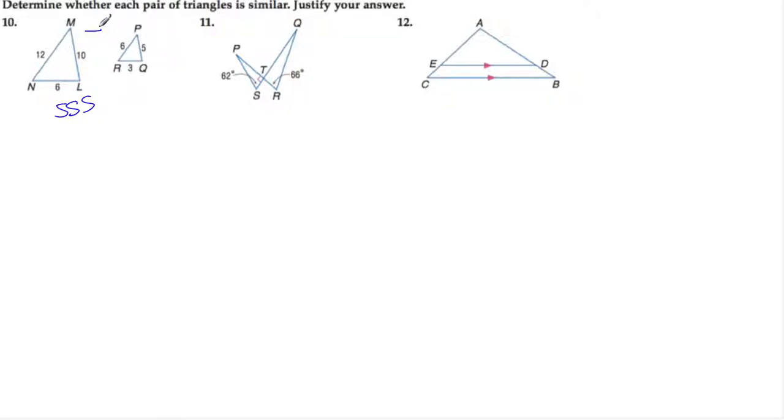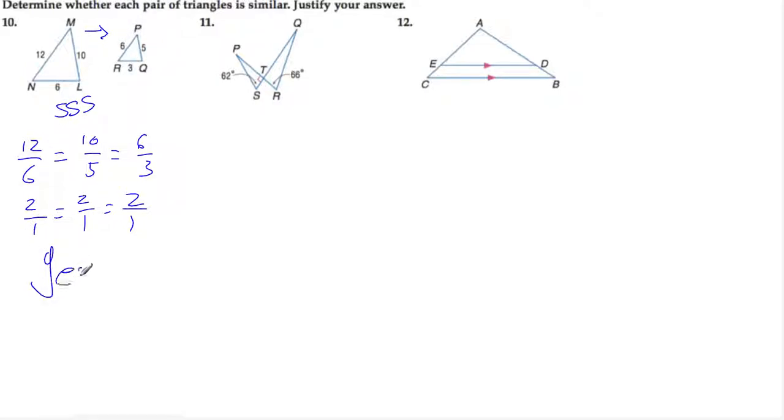So if I go from this large to this small, I get 12 to 6 should equal 10 to 5, which should equal 6 to 3. Well, if I reduce all these fractions, I get 2 to 1 all around. This is the scale factor, and you can see that this scale factor is the same for all sets of sides. So, are these 2 triangles similar? Yes, because side, side, side, all 3 pairs of sides are proportional to one another.